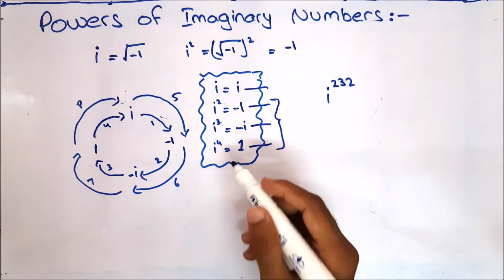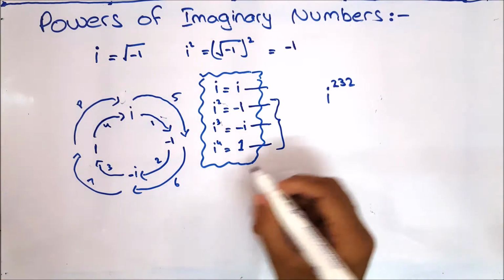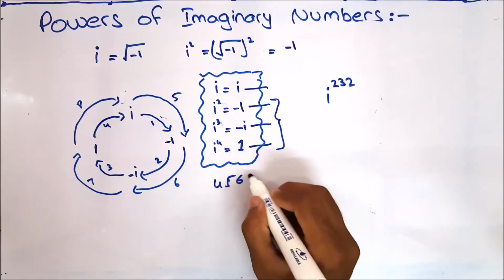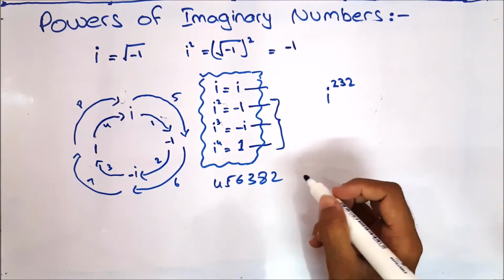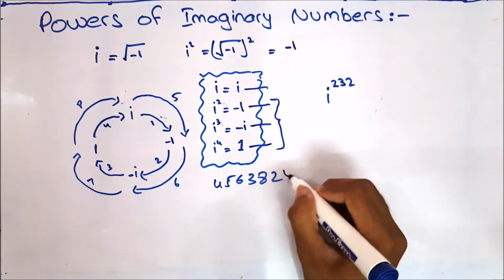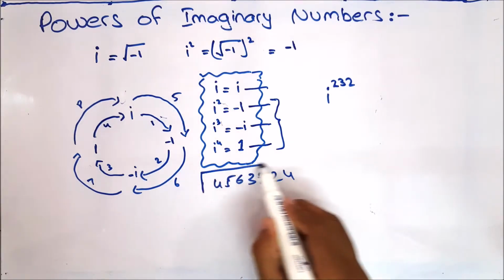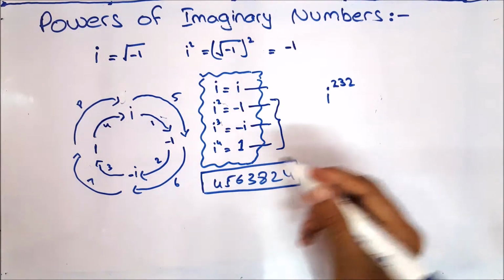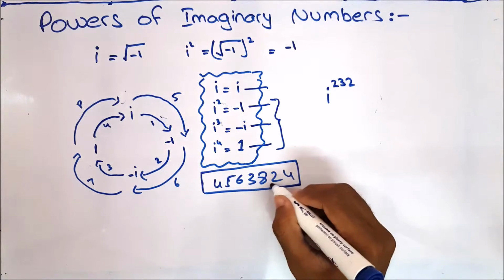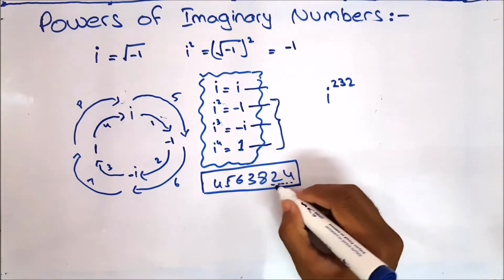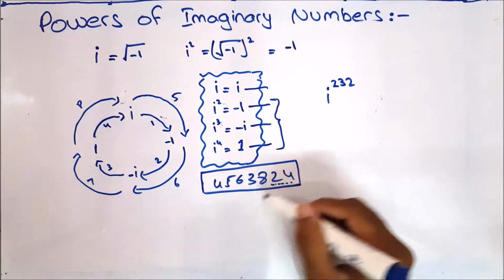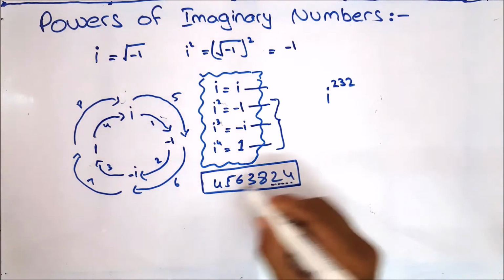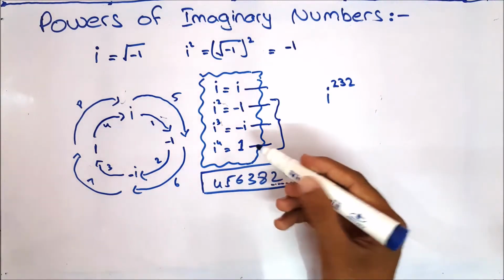Okay, the divisibility rule for 4: take any number with any digits, like 4, 5, 6, 3, 8, 2, 4, any huge number. If you have to check whether it's a multiple of 4, the trick is to see the last 2 digits. If the last 2 digits are a multiple of 4, then yes, your number is divisible by 4. Here we have 24. 4 times 6 is 24, so yes, this huge number is divisible by 4.